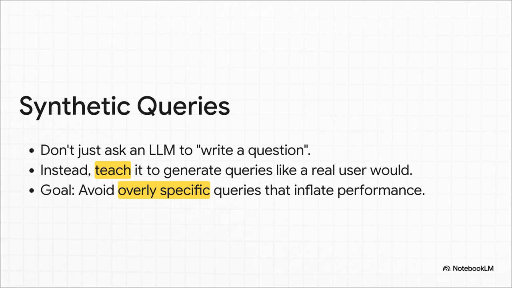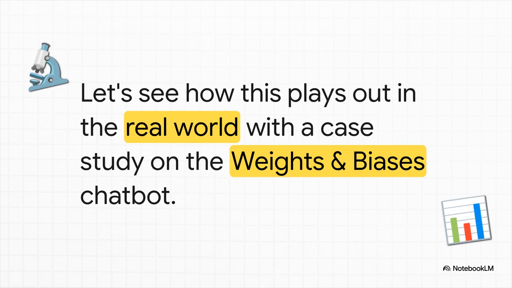But here's the trick. You can't just tell it, hey, write a question for this document. You have to train it to think like a real user, to ask questions with the same level of vagueness or specificity that a real person would. If you don't, you'll get these perfect, overly specific questions that make your system look way better than it actually is.